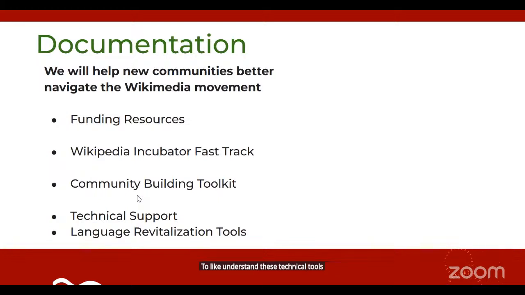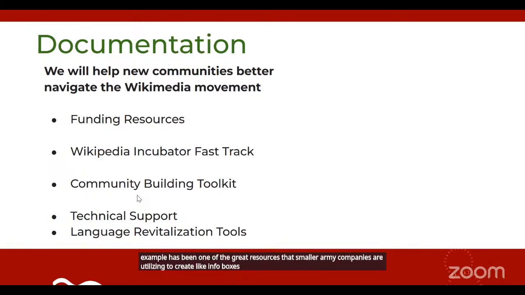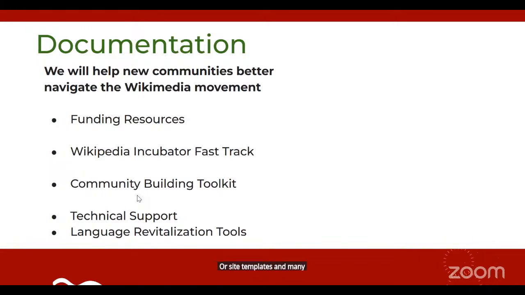Wikidata powered infoboxes, for example, have been one of the great resources that smaller language communities are utilizing to create infoboxes, not like the traditional Wikipedia infobox. So Wikidata powered infoboxes could be data box or site templates and many other tools that help people to contribute more to Wikipedia using Wikidata.